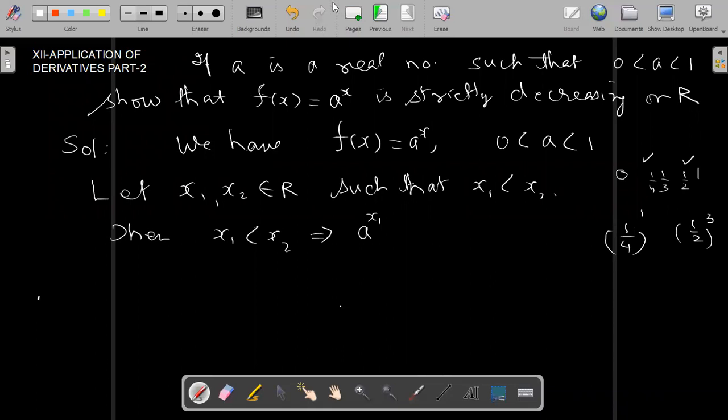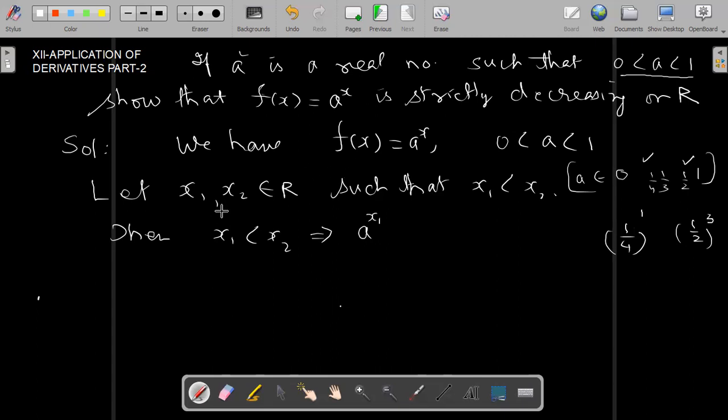The question is, if a is a real number, try to understand the question. You should know the properties of inequalities also. The real a is a real number, and the number a is between 0 to 1. So 0 to 1 means obviously the numbers will be 1 by 2, 1 by 3, 1 by 4. This is the value of a. So a belongs to from 0 to 1, means greater than 0 and less than 1.